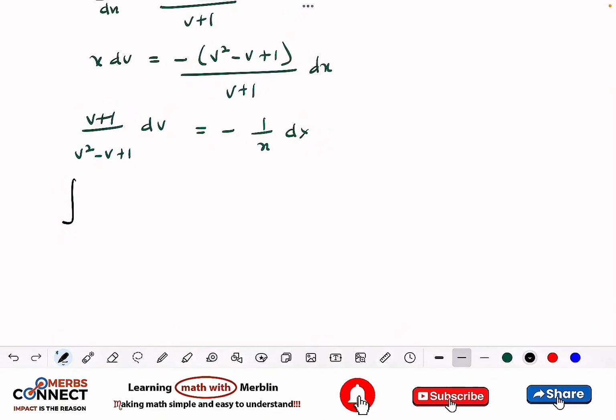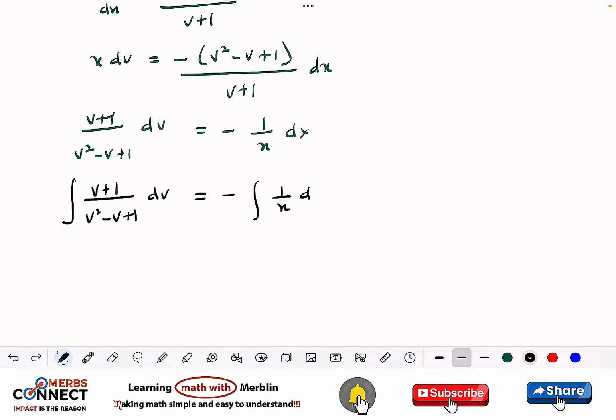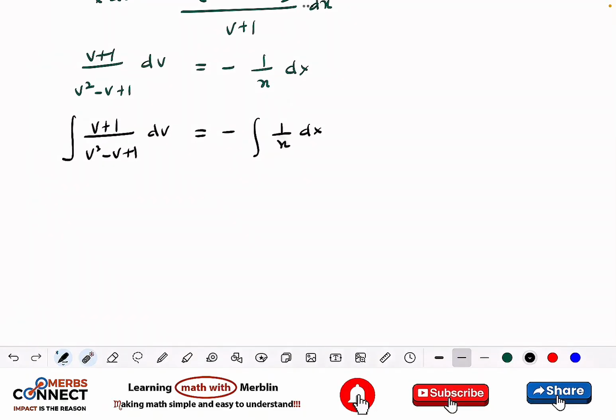So we want to integrate Vn plus 1 divided by Vn squared minus Vn plus 1 the Vn, which is equal to minus integration of 1 over x dx. I'll relax and do that. But what we can do here is split some of the functions so that we can do it very well, because the idea is how you'll be able to split the function in such a way that you can work it out. So let's see how we can split this function here and see what we are going to get.